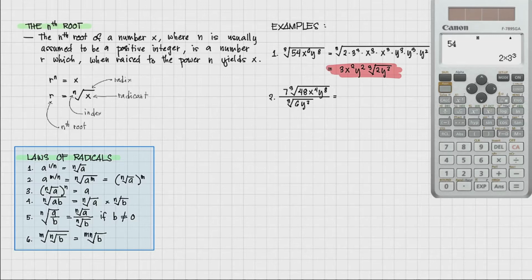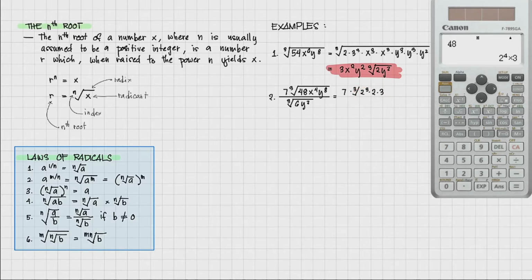Okay, again, we're just going to apply the same approach that we did in example number 1. So let's get the prime factorization of 48. So 48 equals shift prime factorization. We have 2 raised to 4 times 3, right? So we could write that down. 7 times the cube root. For 48, we have 2 raised to 4 times 3, right? But we could rewrite this as 2 cubed times 2 times 3. So this whole thing is equal to 48, right?